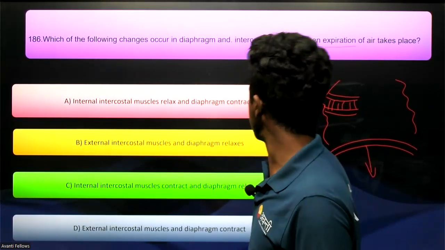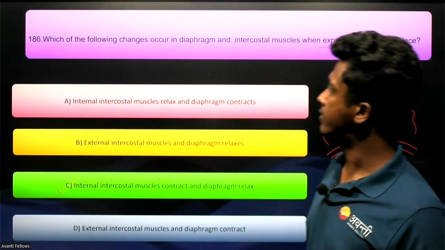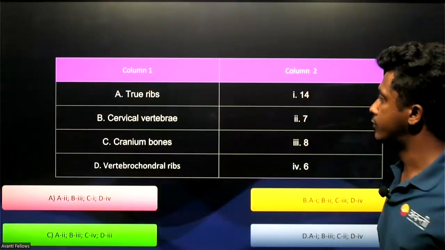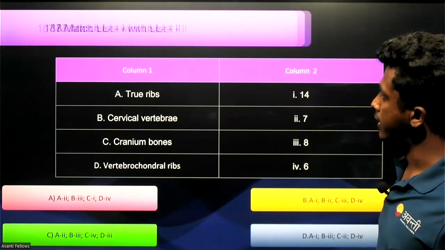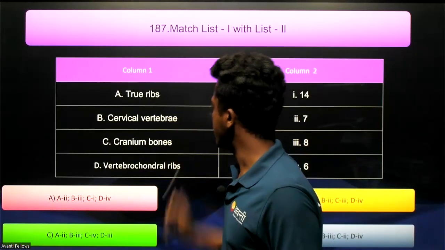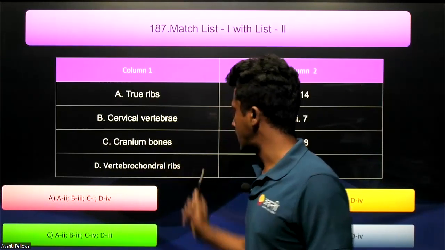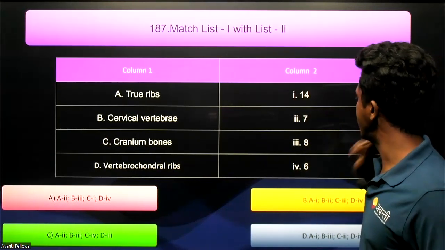Internal intercostal muscles contract and the diaphragm relax. Option C is the right option for 186. So, another match the following. We have column 1 and column 2. In column 1, it says true ribs, cervical vertebrae, cranial bones, and vertebrochondral ribs. And we have column 2: 14, 7, 8, 6.